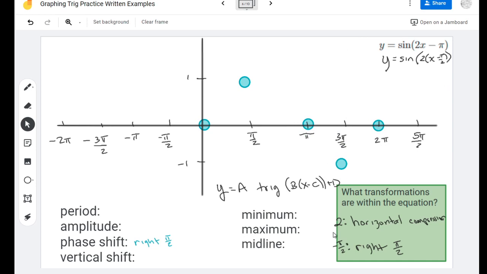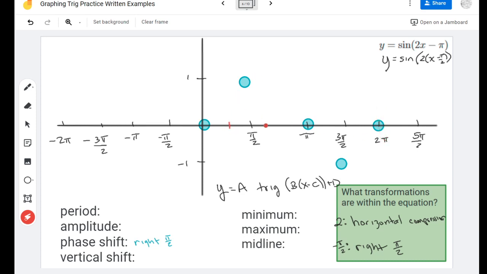And now we're going to always do our compressions or stretches before translating, right? We have to deal with the multiplication before addition or subtraction. And so in order to compress this, what's going to happen is we need this S pattern to happen in half the time because of this 2. So I need to be able to fit 2 of these curves within our usual 2 pi.